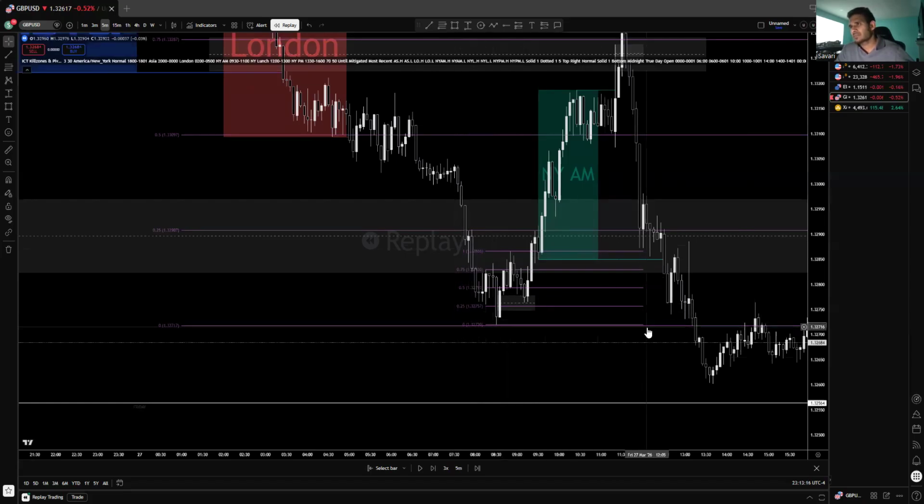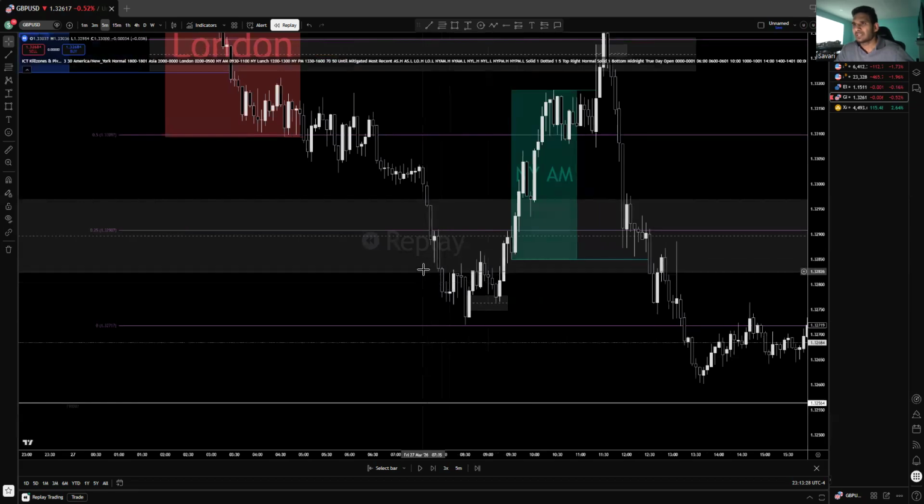I don't know why, but I identify this. It gives a pullback towards the 75 DRT. So I just want to delete this, so you can clearly see these fair value gaps getting filled. We got the breakout structure of the inversion, pullback to that.